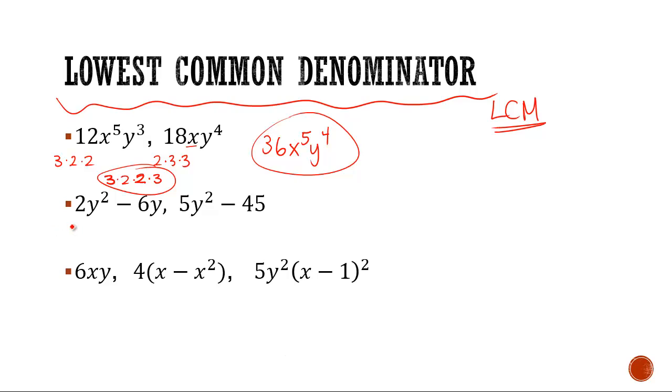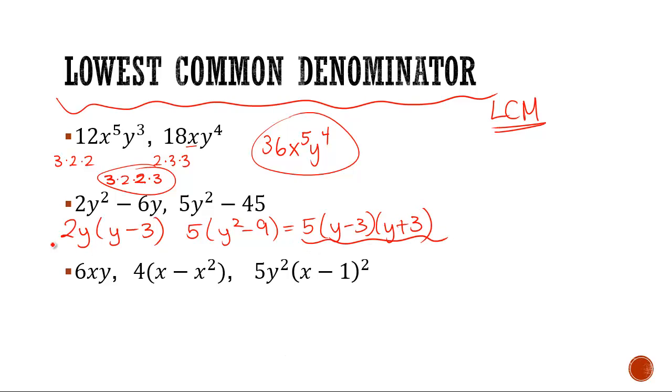Great. Next, we have something we need to factor first. So let's take out the 2y. We're left with y minus 3. And the 5, we're left with y squared minus 9, which then can continue and become 5 times y minus 3, y plus 3.